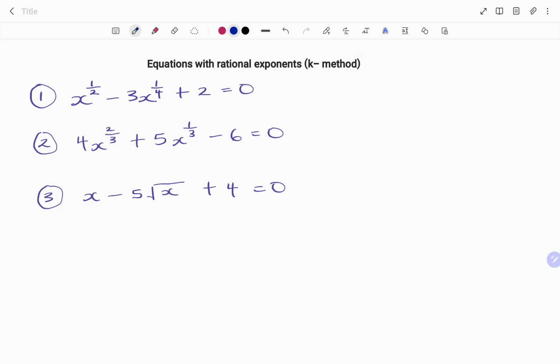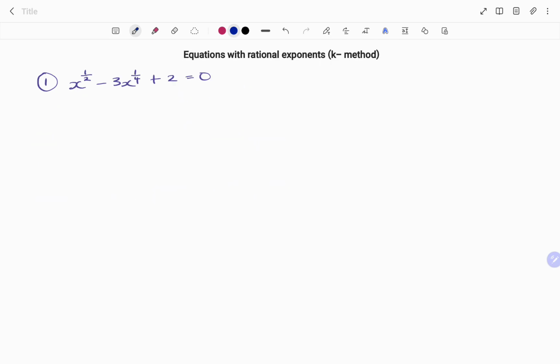Today we're going to solve equations with rational exponents using the K method. In the first example, we have x to the power of 1 over 2 minus 3x to the power of 1 over 4 plus 2 equals 0. To start with, we're going to break down our exponent by selecting the one with the lowest value, which is 1 over 4, and we're going to change all of the exponents in multiples of 1 over 4.